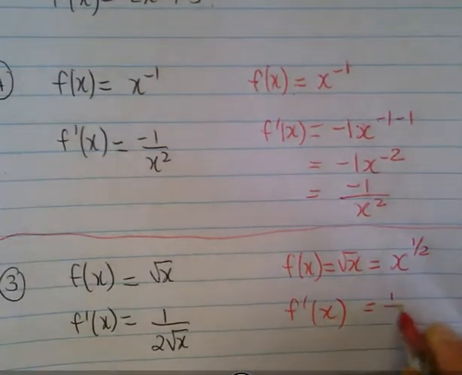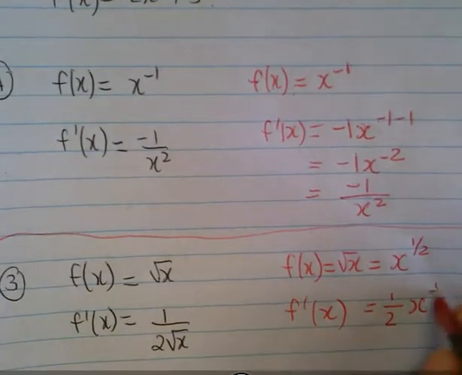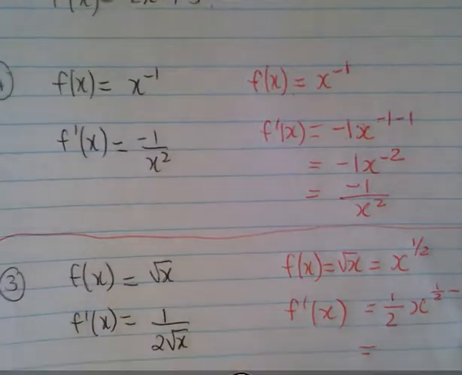So you bring the half to the front, don't you? Then you write the x, and now what do I write? A half minus 1. I'm just showing all working. You'll be able to do it in your head later.